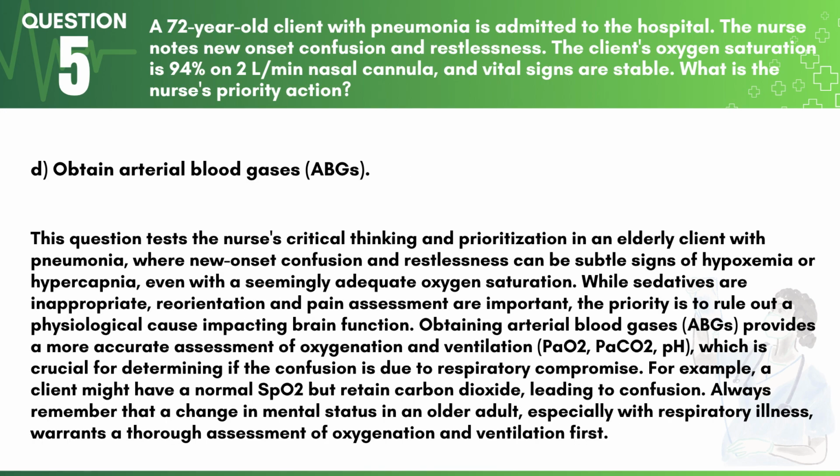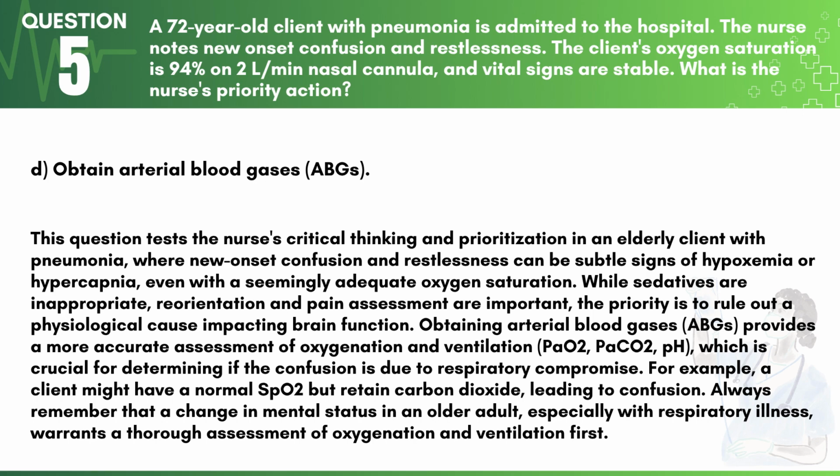Answer: D. Obtain arterial blood gases, ABGs. This question tests the nurse's critical thinking and prioritization in an elderly client with pneumonia, where new-onset confusion and restlessness can be subtle signs of hypoxemia or hypercapnia, even with a seemingly adequate oxygen saturation. While sedatives are inappropriate, reorientation and pain assessment are important. The priority is to rule out a physiological cause impacting brain function.